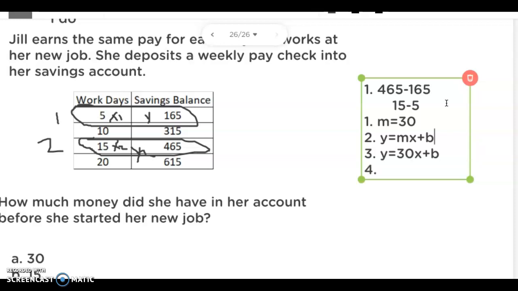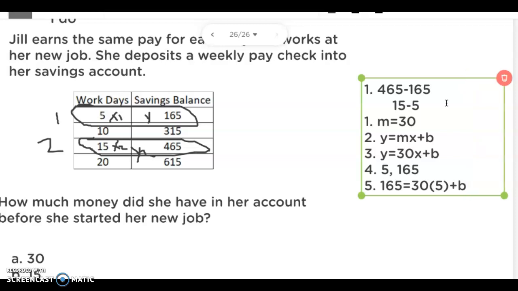4, I asked you to select a point. I'm going to select the 20. Actually, let's select 15, 5 and 165. That's the point I'm selecting. 5, we're going to plug those points in. I don't know why I got 16. It should have been 165. Plug those points in. So we have 165, that's our y, equals 30 parentheses 5 plus b. And we want to solve this equation for b.